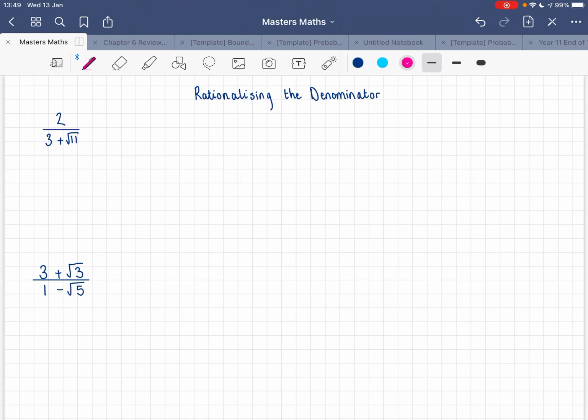In order to get rid of the third, we need to take advantage of the difference of two squares. We hopefully remember from when we were doing our quadratics and algebra, if we have x plus 3 multiplied by x minus 3, that gives us the difference of two squares. x times x is x squared. x times minus 3 is minus 3x. Plus 3 times x is plus 3x. And plus 3 times minus 3 is minus 9. The minus 3x and the plus 3x cancel each other out, leaving you with just x squared minus 9.